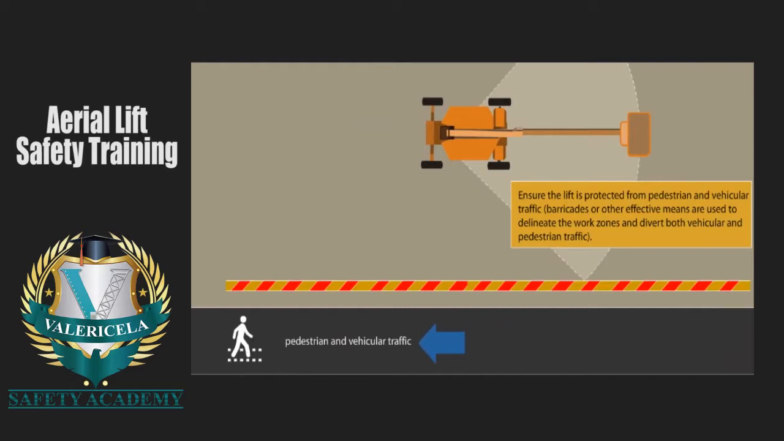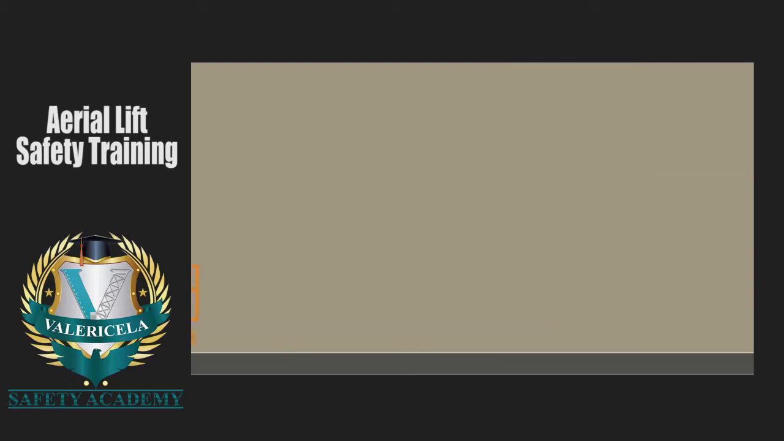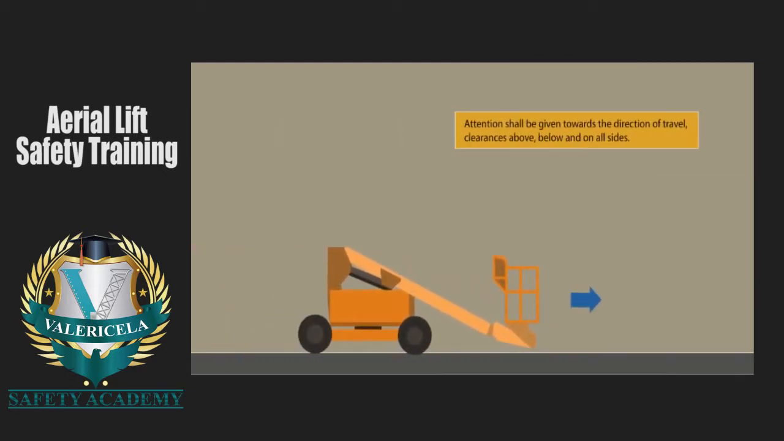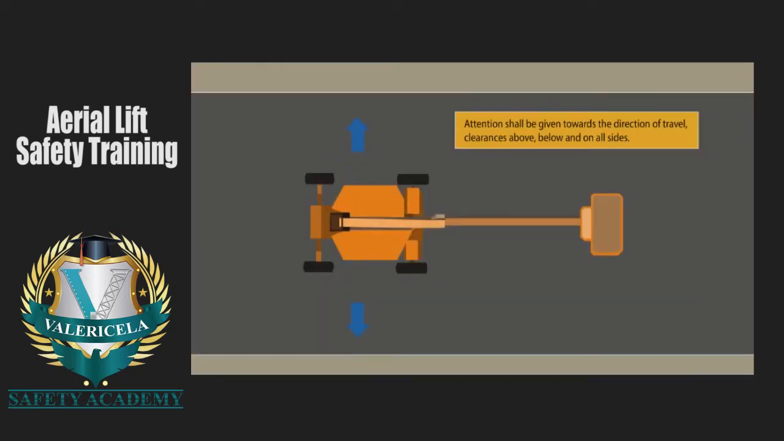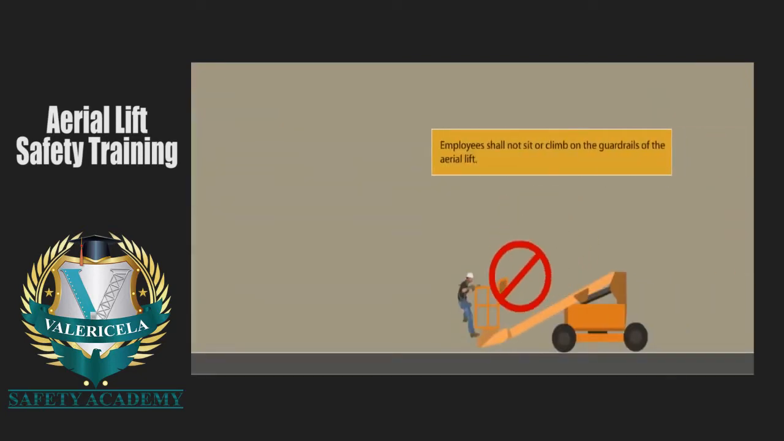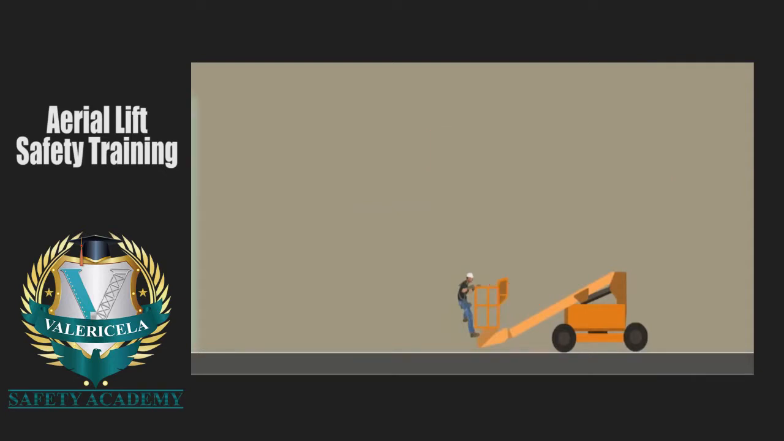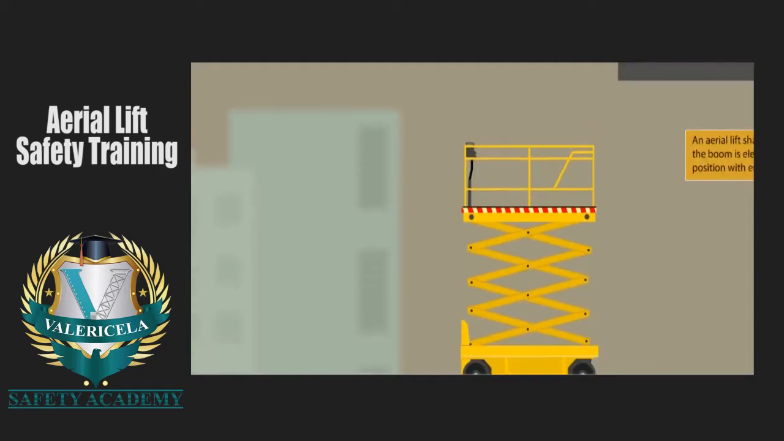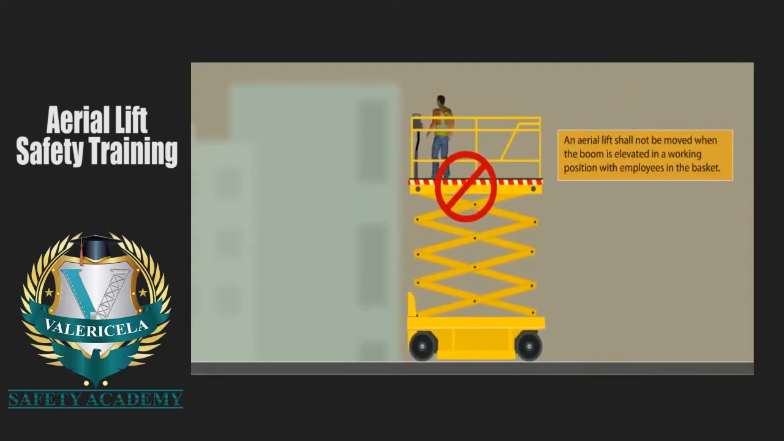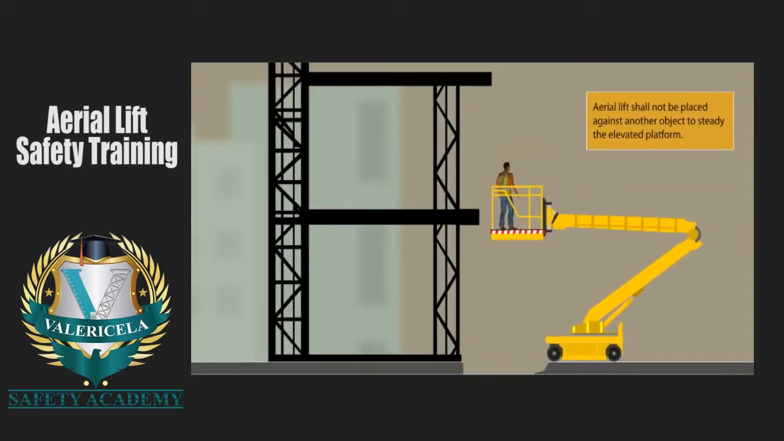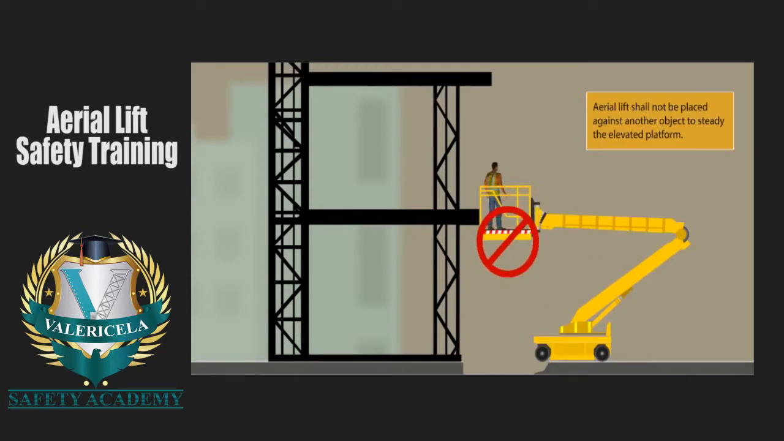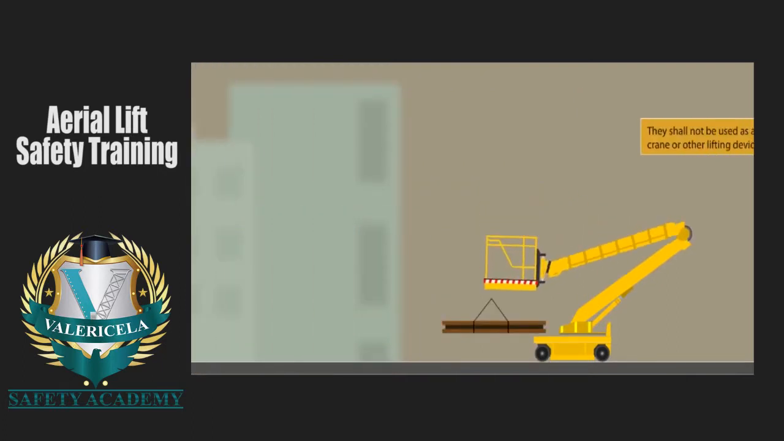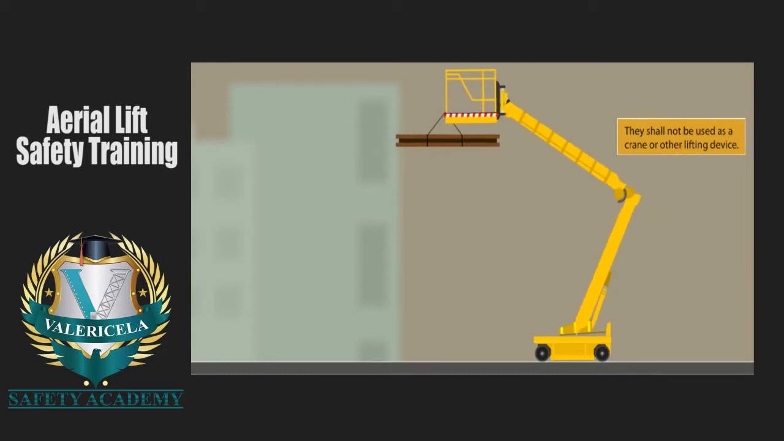Barricades or other effective means are used to delineate the work zones and divert both vehicular and pedestrian traffic. Attention shall be given towards the direction of travel, clearances above, below, and on all sides. Employees shall not sit or climb on the guardrails of the aerial lift. Planks, ladders, or other devices shall not be used on the work platform. An aerial lift shall not be moved when the boom is elevated in a working position with employees in the basket. Aerial lift shall not be placed against another object to steady the elevated platform. They shall not be used as a crane or other lifting device.